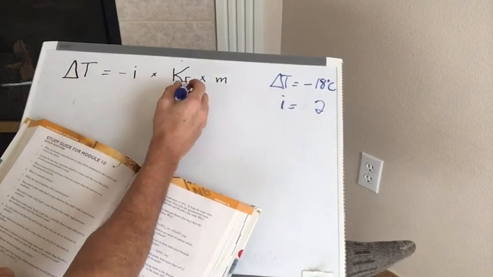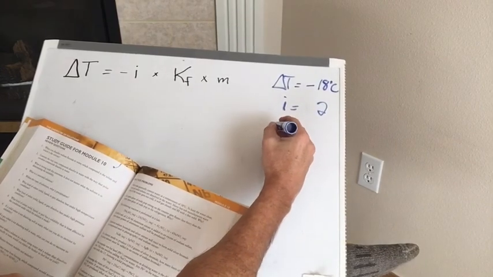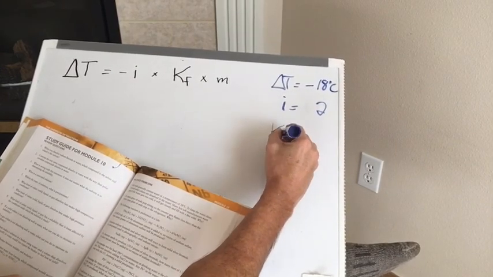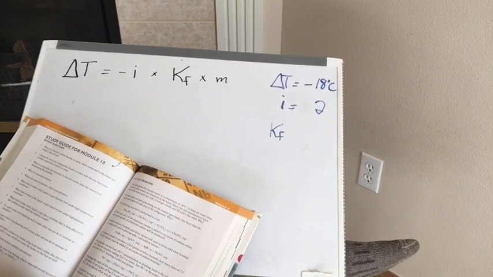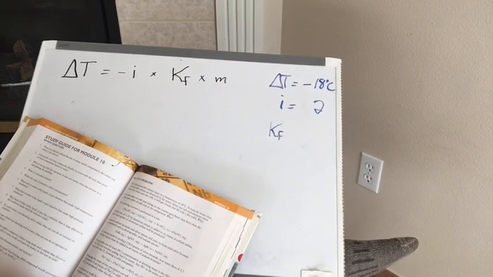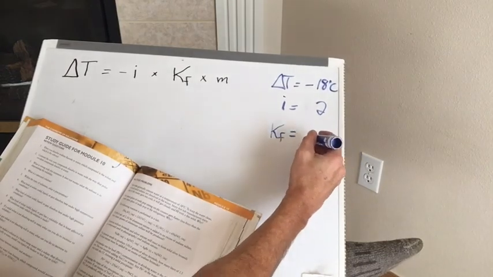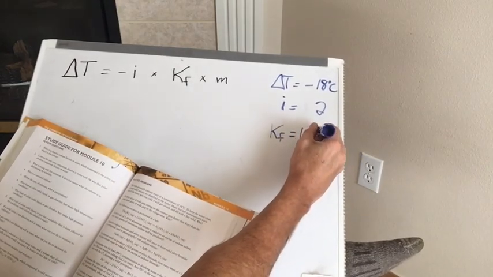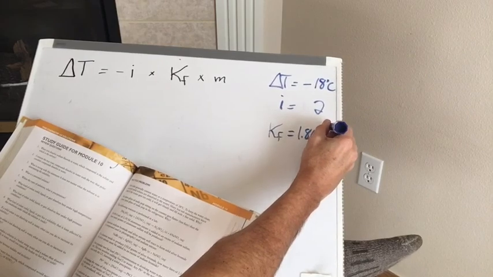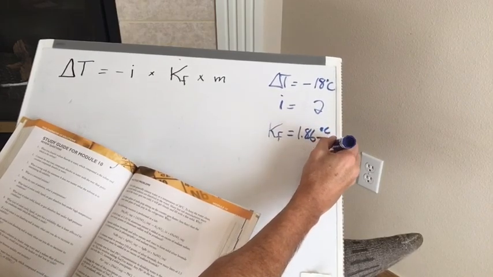But we've also been given what Kf is. Kf is just a constant. It's always true for a particular solvent. In this case, the solvent is water, which we'll use most of the time. And that is 1.86 degrees Celsius over molality.